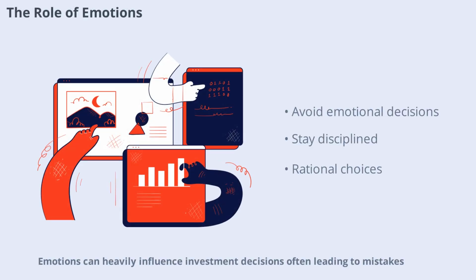Emotions can heavily influence investment decisions, often leading to mistakes. Fear and greed may cause you to buy or sell at the wrong time. Both fundamental and technical analysis require discipline and objectivity. By sticking to your strategy and avoiding emotional reactions, you can make more rational choices and achieve better outcomes.